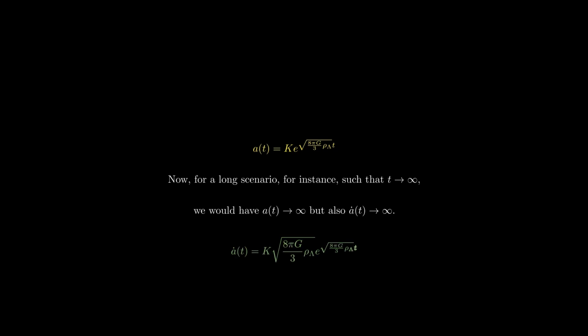Now, for a long time scenario, for instance, such that t approaches infinity, we would have a of t approaches infinity, but also the time derivative of the scale factor a of t approaches infinity. Since the time derivative of the scale factor a of t equals k times the square root of 8 pi G over 3 times ρ lambda multiplied by e raised to the power of the square root of 8 pi G over 3 times ρ lambda multiplied by t.